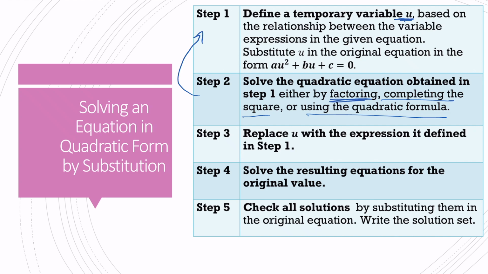Next, once I solve my quadratic, I'm going to replace our u with the expression we used to define it in step 1. And then I can solve the equation for our x's. And we have to check all solutions by substituting them back into the original equation and writing our solution set. And it could be the case that we have more than our standard 2 solutions. So let's work through 2 examples.